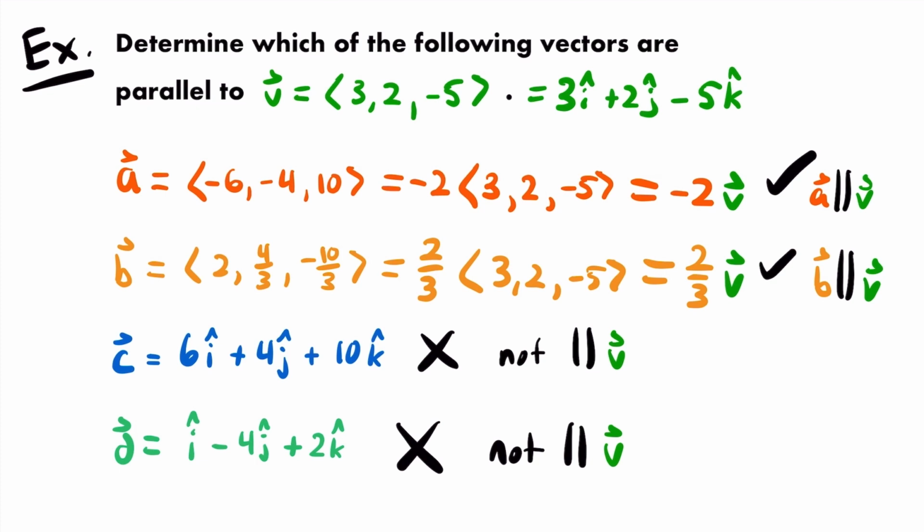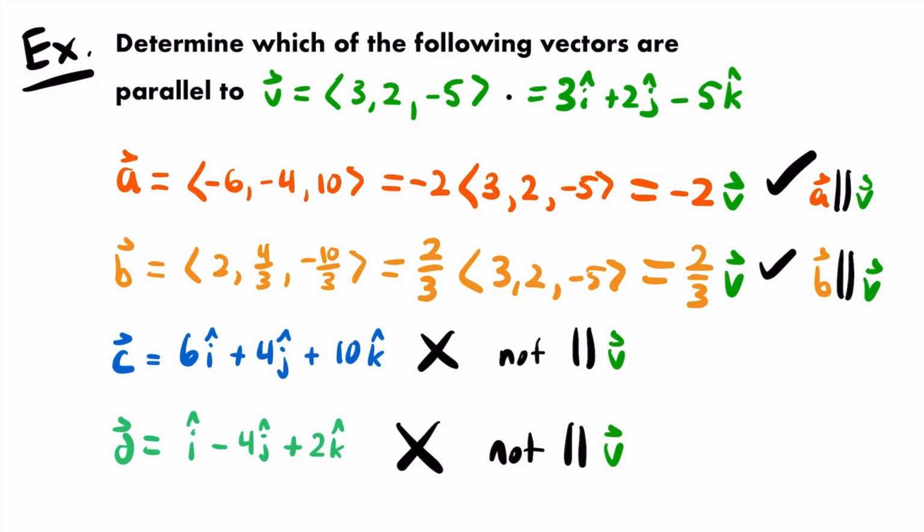All right, and so that's it for this example, but I did want to give you an alternate way to go about this. If you have a hard time finding scalar multiples to pull out to show that your vectors are scalar multiples, another way that you could do this problem, although it might be a little bit longer, is to find a unit vector for each of these vectors. Because if a vector is parallel to another vector, both of those vectors will have the same unit vector.